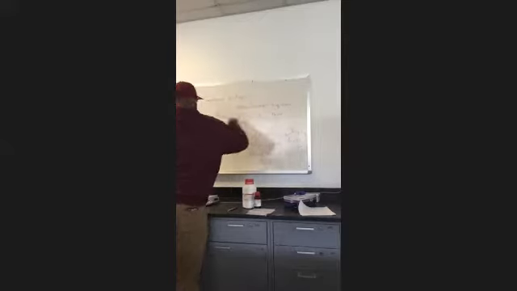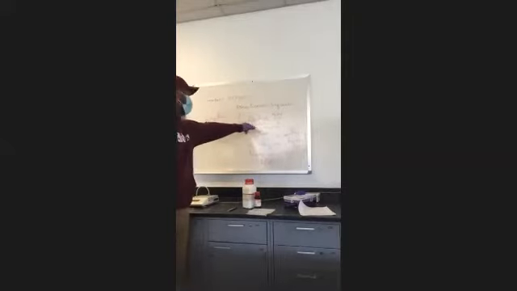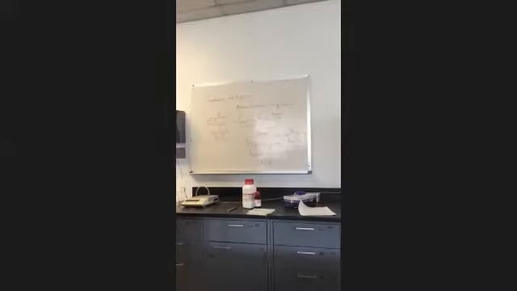This functional group is called an anhydride. You see how it's got an oxygen? It's almost like an ether, but it's got two carbonyls on either side of that oxygen. So that's called an anhydride. I don't know if we talked about that when we did functional groups. So this is a very simple experiment.